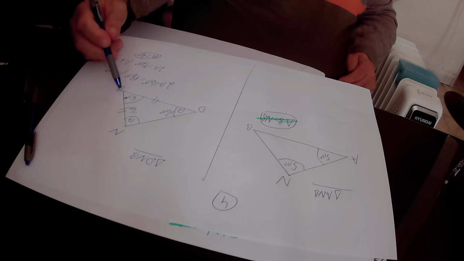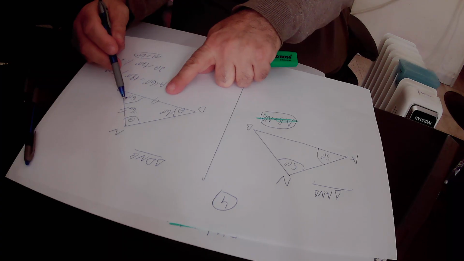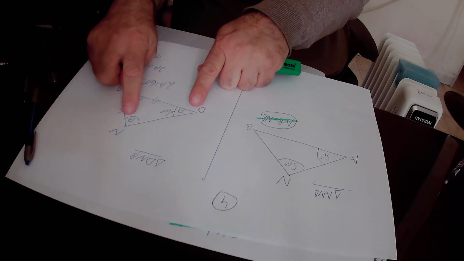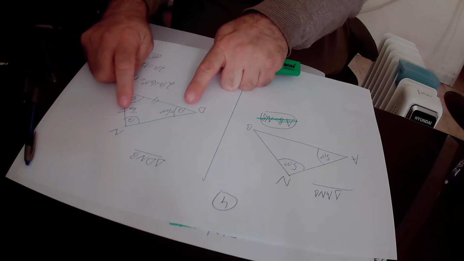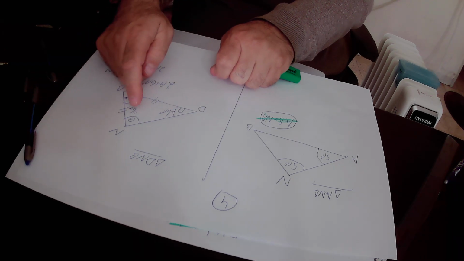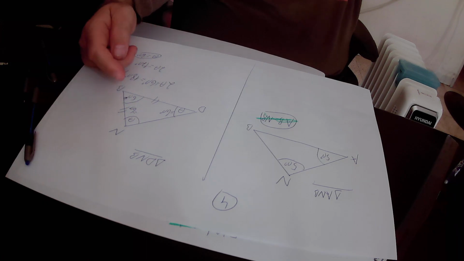So here we have the rule that in front of equal sides in the triangle there are equal angles. So those two angles that are located in front of the equal sides must be equal to each other. So if one angle is theta, the other angle must also be equal to theta.